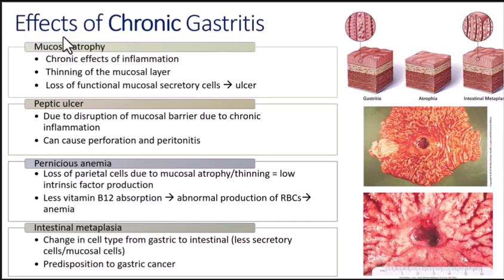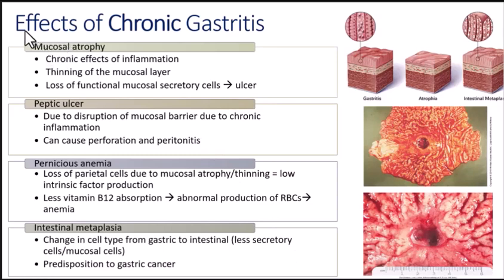We're going to look a bit closer at some of the effects specifically of chronic gastritis. That includes mucosal atrophy, so that's atrophy of the mucosal epithelial tissue. Ulcer formation, more appropriately called a peptic ulcer, and we'll talk about peptic ulcer disease on the next slide. Pernicious anemia, and intestinal metaplasia. When inflammation of the stomach lining becomes chronic, mucosal atrophy is known to occur. This is where we're getting thinning of that mucosal layer, and loss of this protective layer can then lead to ulcer formations.